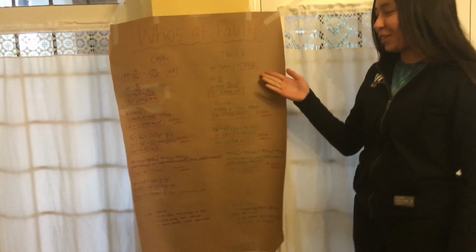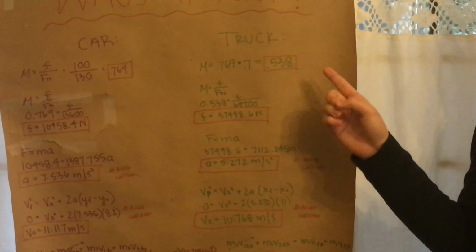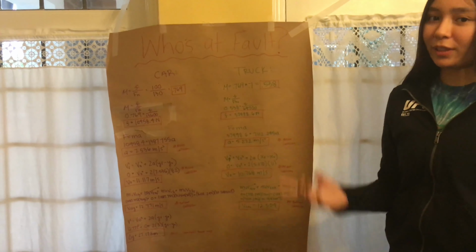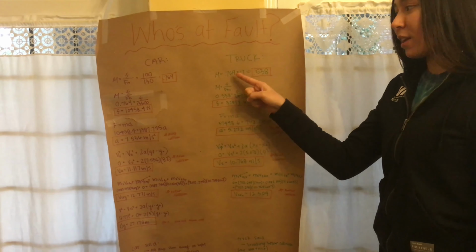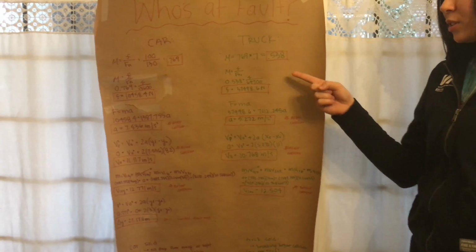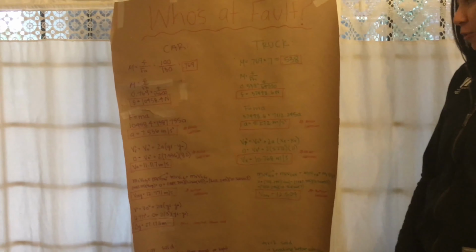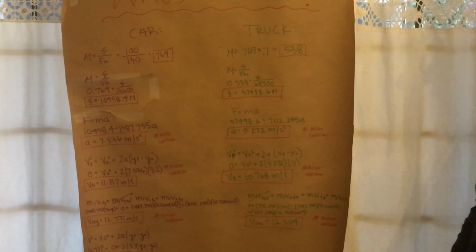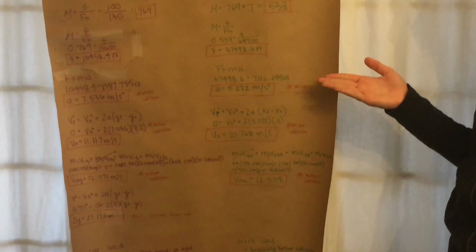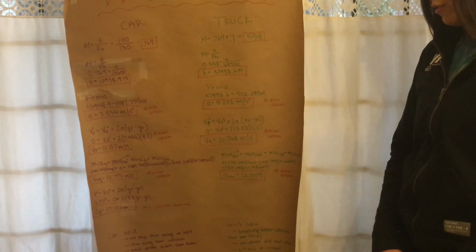We started off with the mu, which we know was that the truck had 70% of the mu of the car, which was given to us. So we took the mu of the car, which is 0.769, and multiplied it by 0.7 to get 0.538. Then we plugged that mu into our equation, mu equals friction over normal force. We got that friction was 37,498.6 newtons. Then we did the F equals ma formula and got that the acceleration of the truck after the collision was 5.272 meters per second squared.